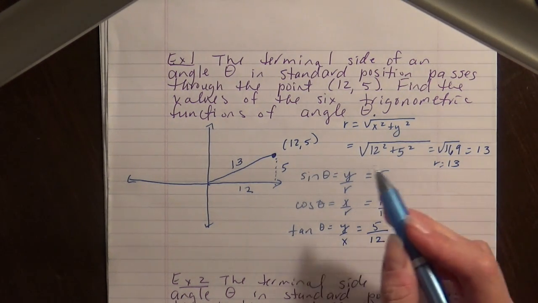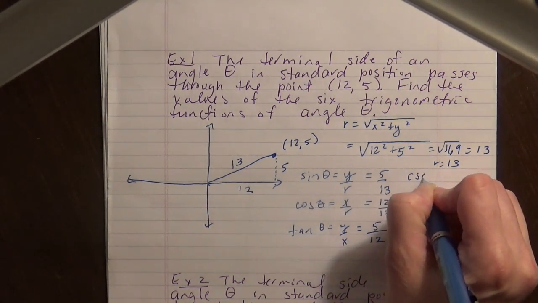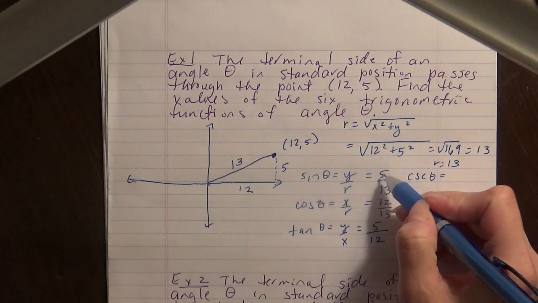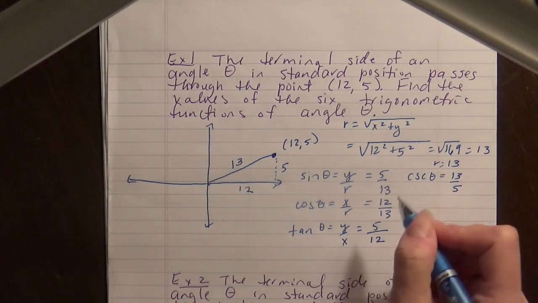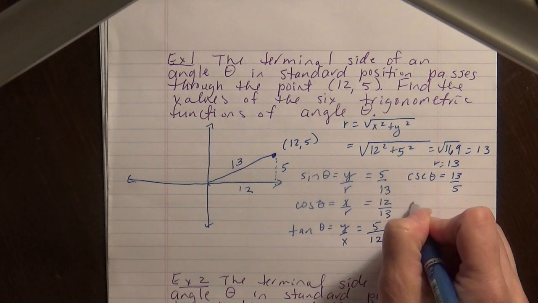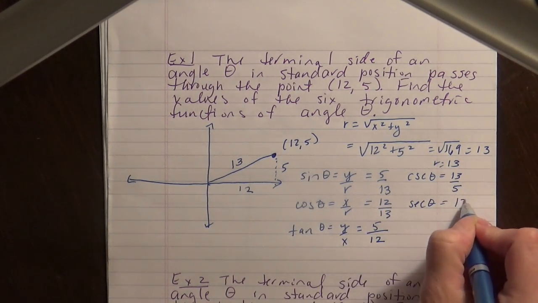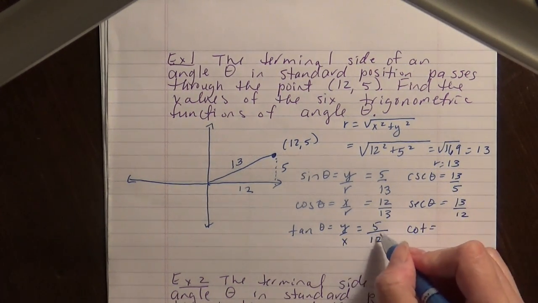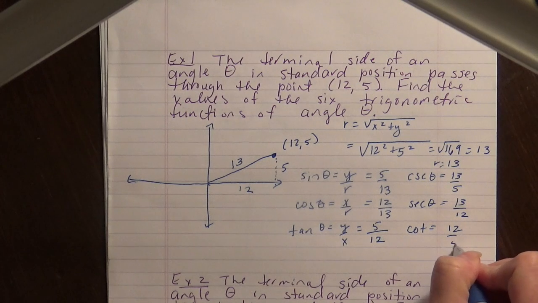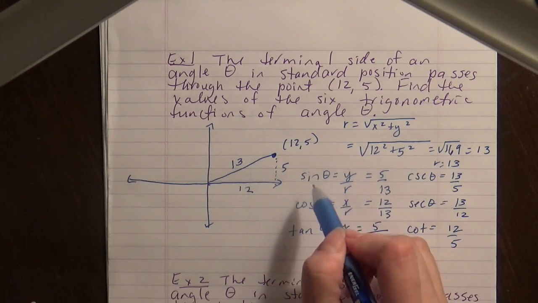Okay, now the reciprocal of sine is cosecant. So cosecant theta I get if I just flip the 5/13, so it's 13 over 5. Secant is the reciprocal of cosine. So secant theta is equal to 13 over 12. Cotangent is the reciprocal of tangent, so it's going to be 12/5. And that's it. That's all I have to do. Okay, so these are my answers over here.